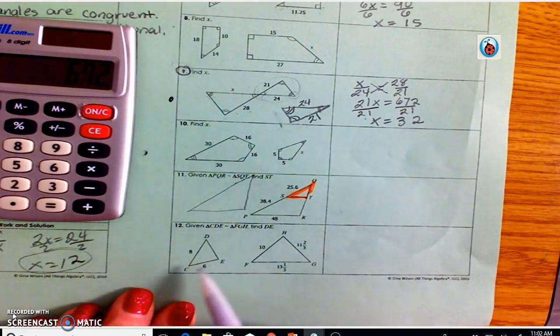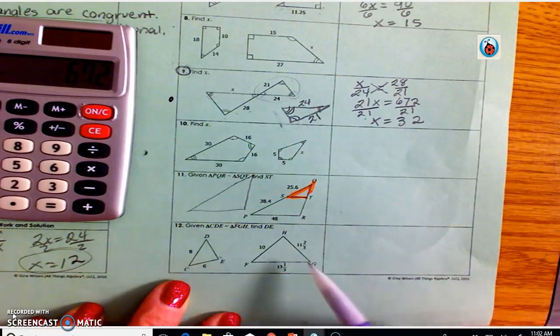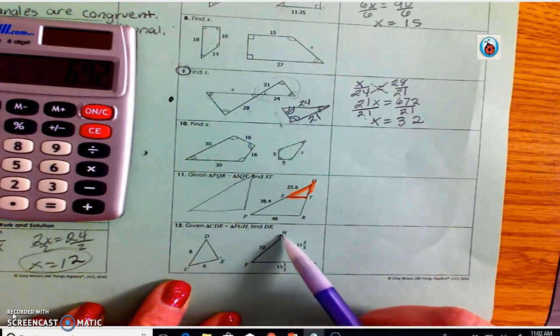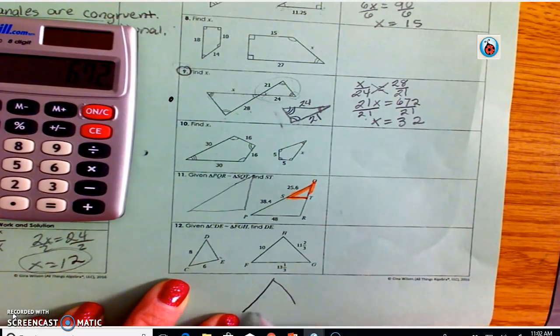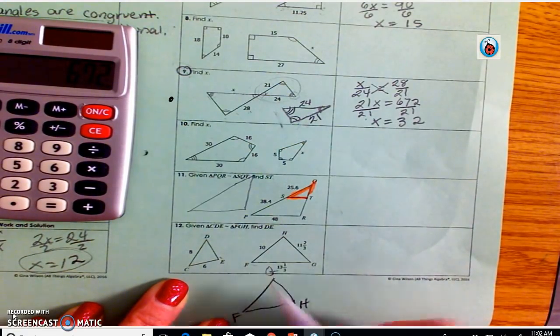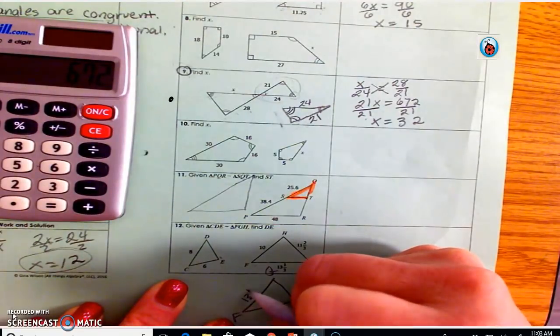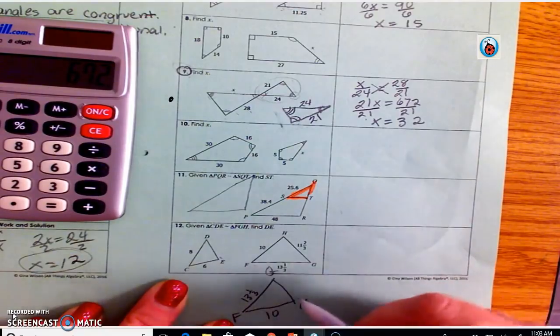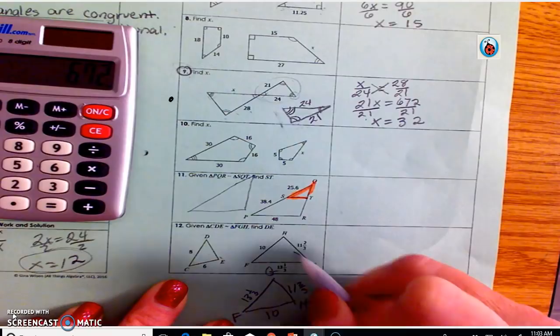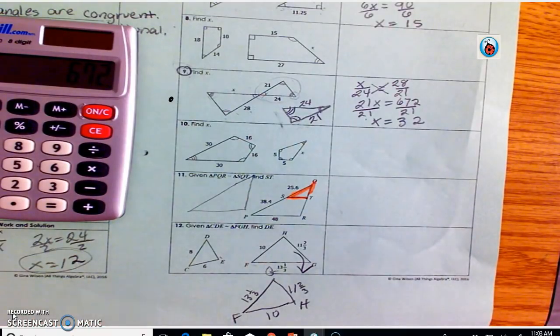And if you notice on number 12, if I have C, D, E, then I should have F, G, H when I redraw that. So they would be in the same position, F, G, H. Between F and G, here is my 13 1/3. Between F and H, here's my 10. And then between G and H, 11 2/3. And that's for that triangle there. Okay, good luck. Finish the rest of the problems.